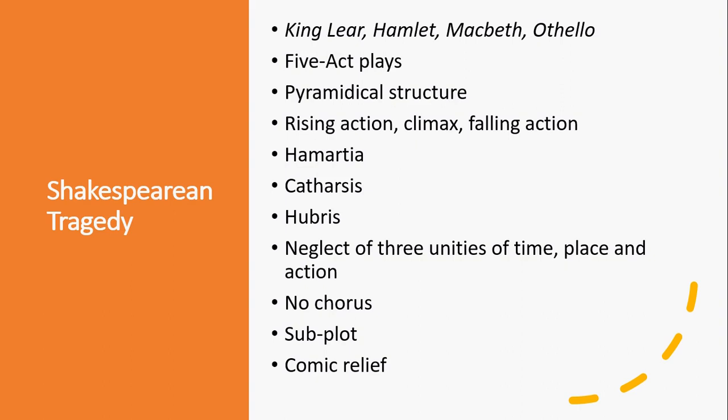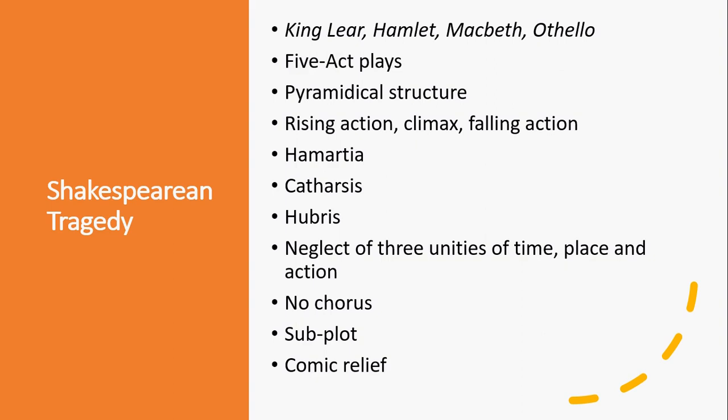Shakespearean tragedy is written in 5 acts. The complete play is divided into 5 acts. Each act is further divided into scenes. The structure that is followed in these plays is pyramidical structure. We have rising action in the first 2 acts. In the third act, the play reaches its climax, and in the last 2 acts, we find the falling action.